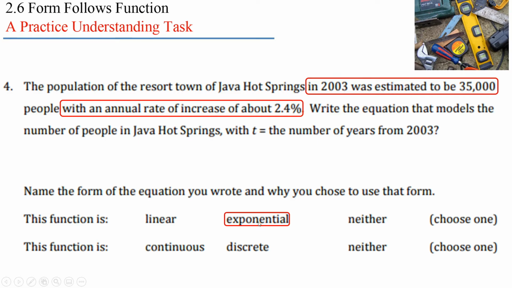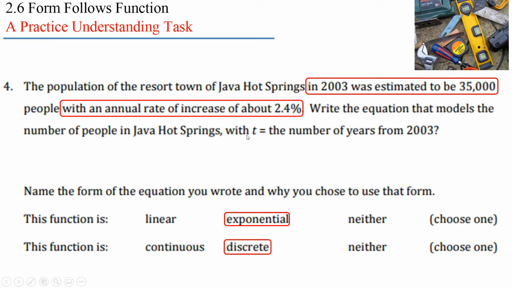And then the function, is this going to be continuous or discrete? Now, think about this. Usually when we're multiplying by a common ratio, we get a continuous function. But think about this. Our outputs will be number of people. So this is actually going to be discrete.